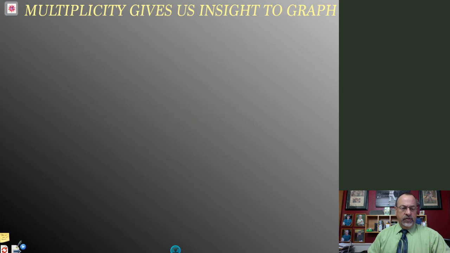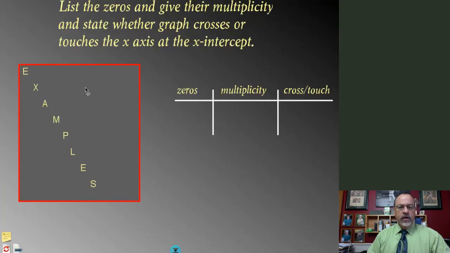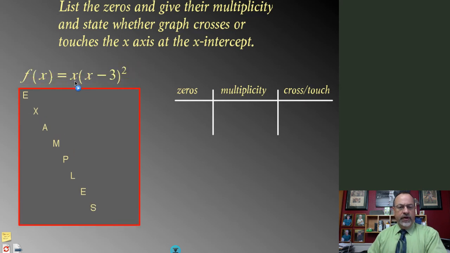Okay, so let's do an example here. List the zeros, give their multiplicity, and then tell whether it crosses or touches. And on your homework, if you would put it in a chart like this, it makes it a little bit easier to check your work. All right, so here you have a zero with a multiplicity of 1. That's odd, which means it will cross. Here you have 3, which is going to have a multiplicity of 2, and that means it's going to touch. So an odd multiplicity crosses, an even multiplicity just touches.